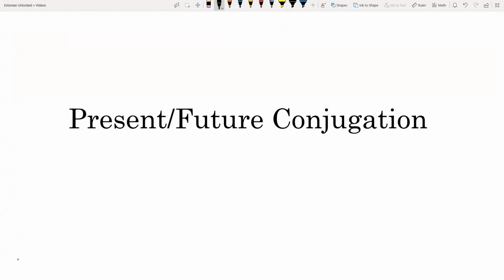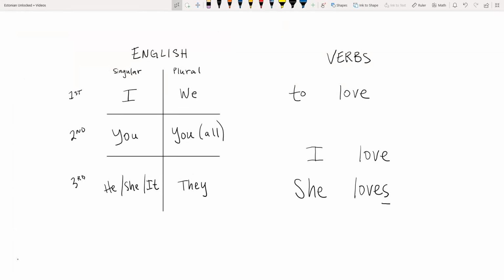In today's video, we will talk about the present and future conjugation. So when we talk about conjugation, what we're talking about is taking a verb that is in its normal form and changing it to make it into a usable form in a sentence.